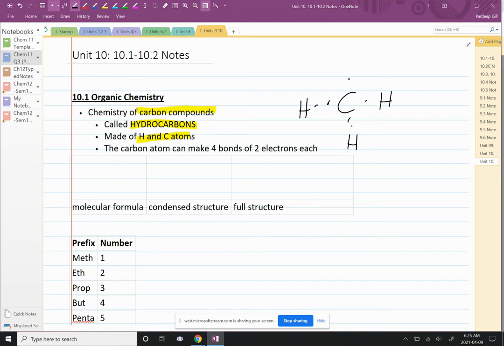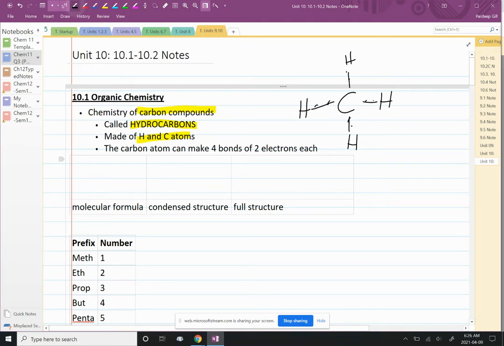1 bond. So then you would form something like this. So carbon's got the 4 bonds around it. A few things before we move on that you need to know would be these terms here. So if somebody said, what is the full structure?